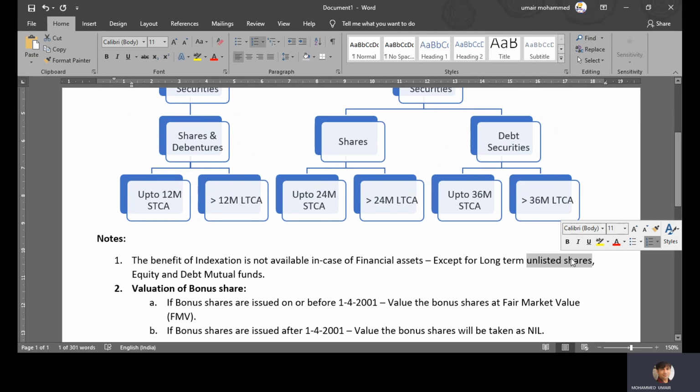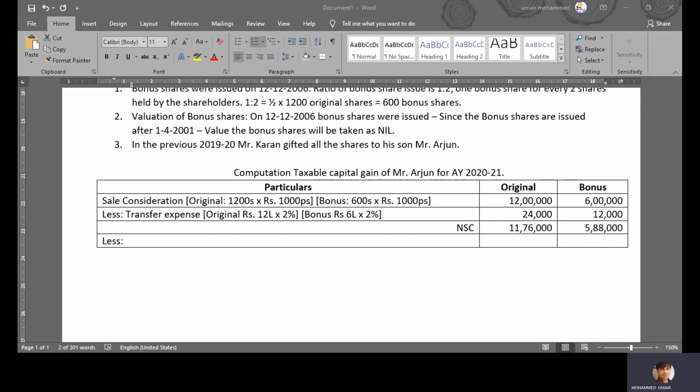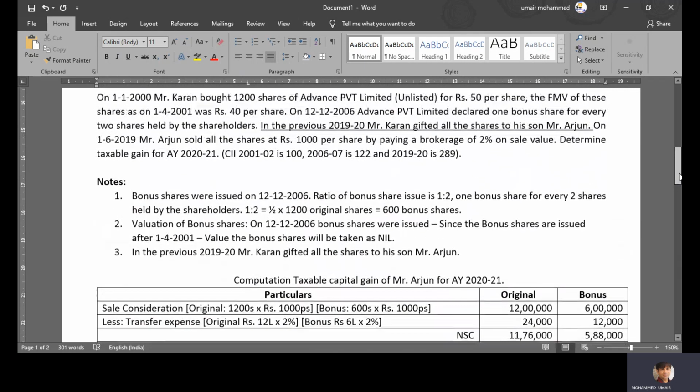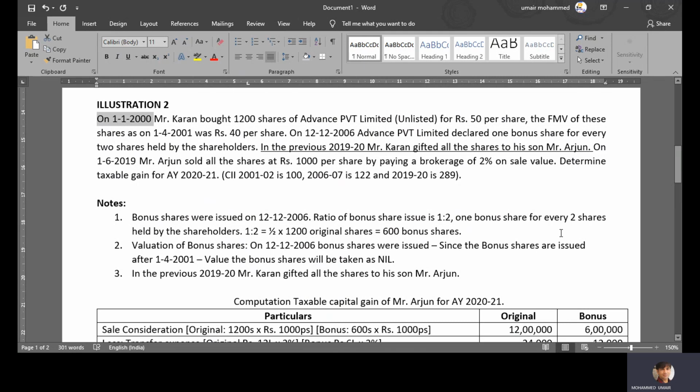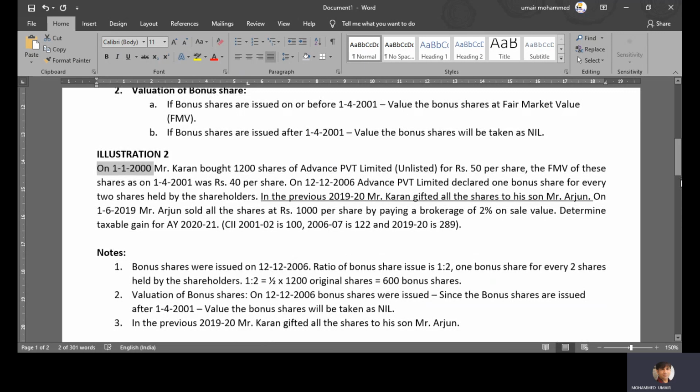And in case of unlisted shares, they are entitled to indexation benefit. So let's calculate the cost of indexation. Now again, as I always say, whenever you do indexation, figure out which equation to be used, because we have two equations. One equation is for those capital assets which were purchased on or before 1st April 2001, and the second equation is for those capital assets which are bought after 1st April 2001. Now these shares were bought by the original owner on 1st January 2000, which means this is before 1st April 2001. So we will be using the first equation.